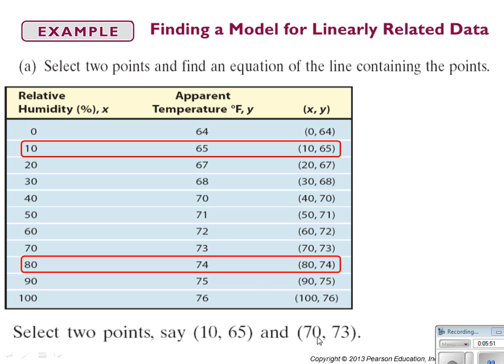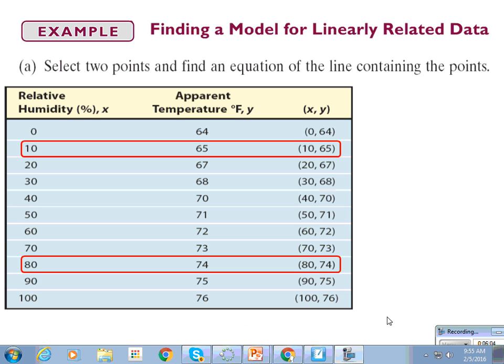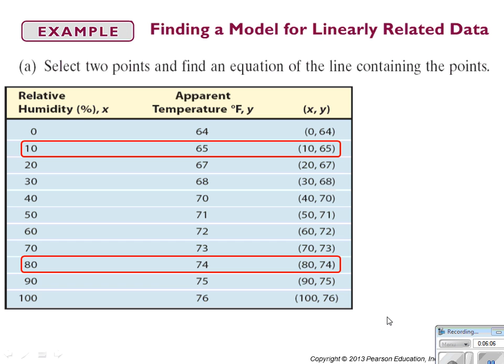They did not pick 70 and 73 here. They actually picked 80 and 74. Okay, so we are going to pick 2 points, (10, 65) and (80, 74).